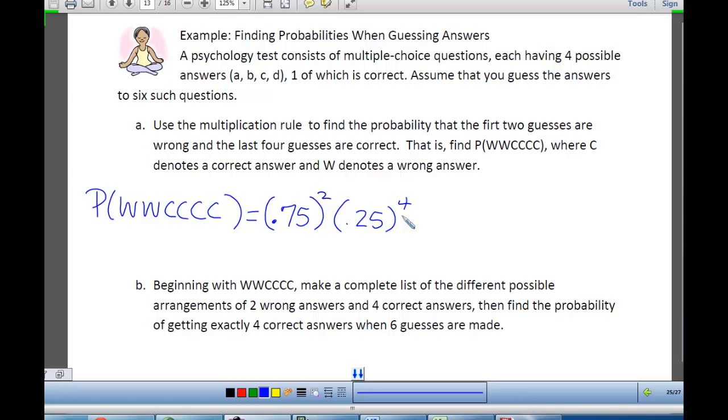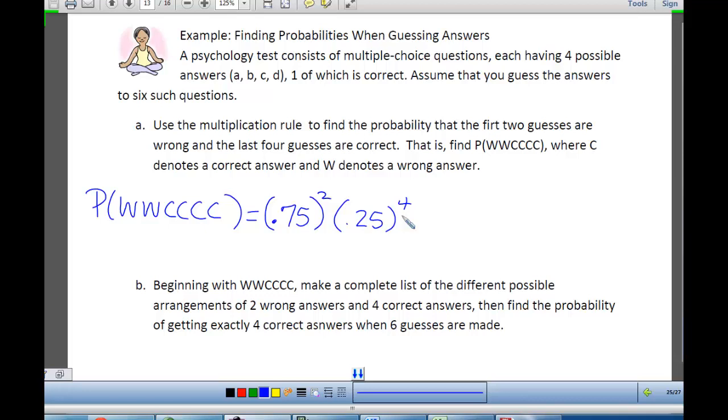All right. I was feeling really good when I typed these notes. We're not going to do all of this. Beginning with wrong, wrong, correct, correct, correct, correct. Make a complete list of the different possible arrangements of 2 wrong answers and 4 correct answers. Then find the probability of getting exactly 4 correct answers when 6 guesses are made. So they're just trying to make the point that I did earlier, that there are lots of different ways to get 2 wrong and 4 right.